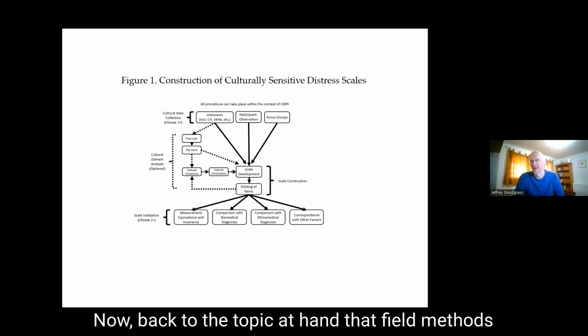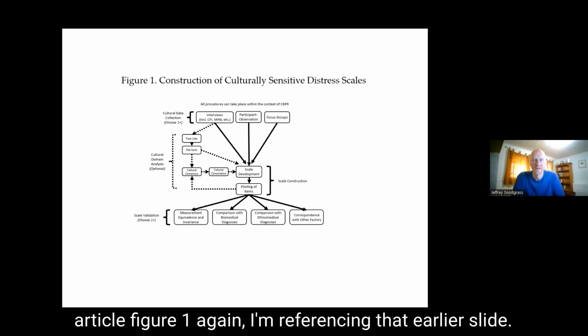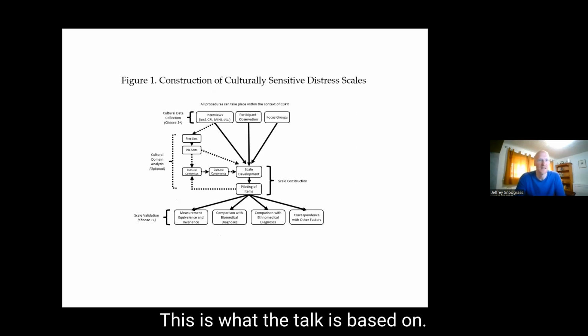Now back to the topic at hand. That Field Methods article, figure 1, again, I'm referencing that earlier slide, this is what the talk is based on. It's a published article in Field Methods. It gives an overview of the procedures my co-authors and I described for assessing cultural concepts of distress.